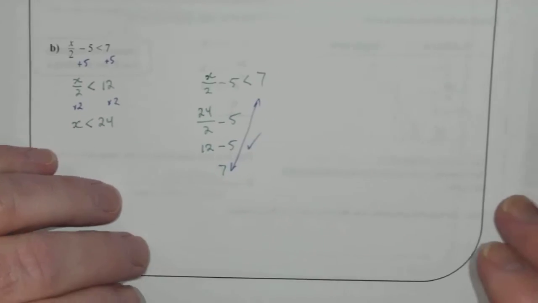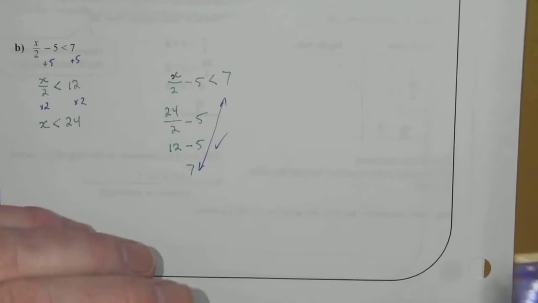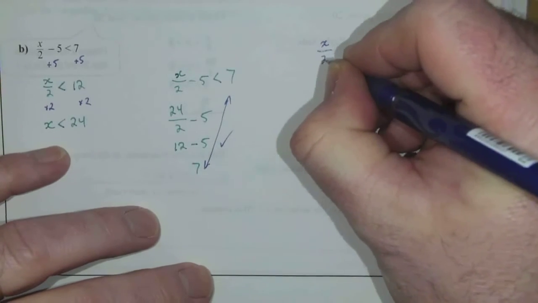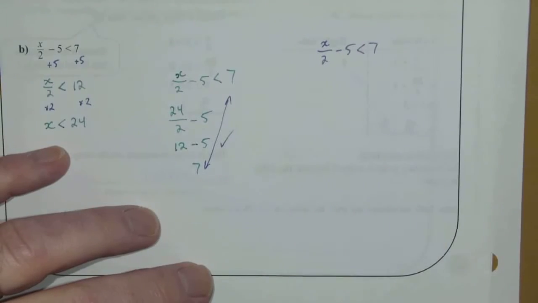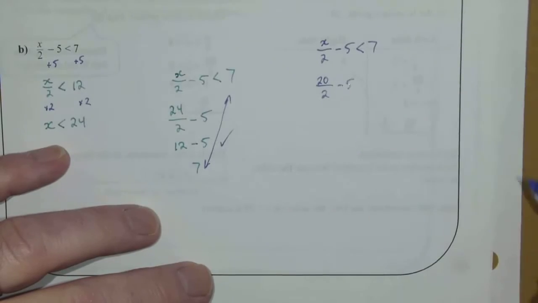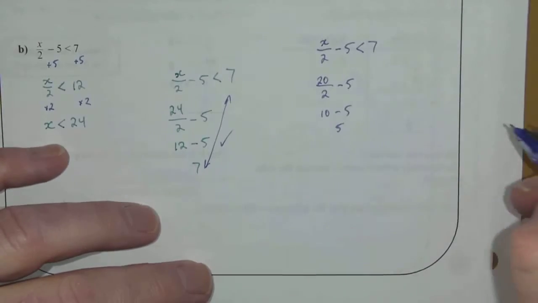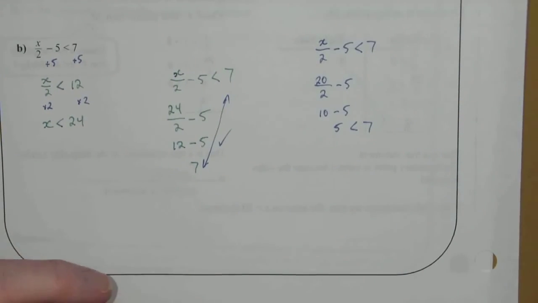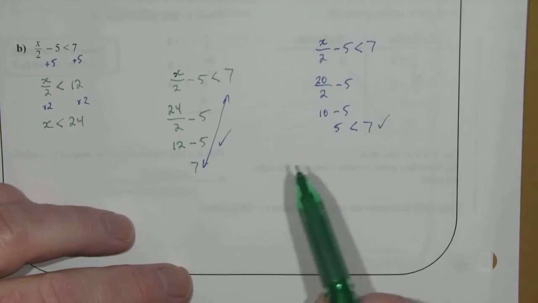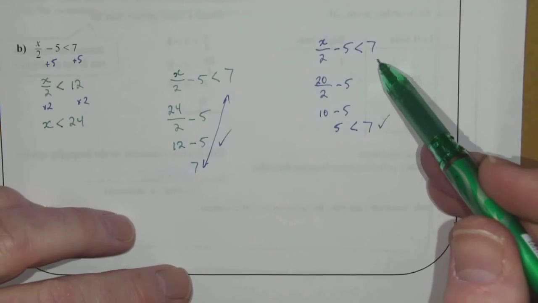We're good. Now we need to check to make sure that our sign is in the right direction. We said that x was greater than 24. So I'm going to test it with 30. So take the original question, substitute in a number that's greater than 24, and see what happens. 30 divided by 2 is 15. 15 minus 5 is 10. That is, 10 is greater than 7, so that works. We're good. So now we've confirmed both the boundary point and we've confirmed the direction of the sign as well. And so that's the show.